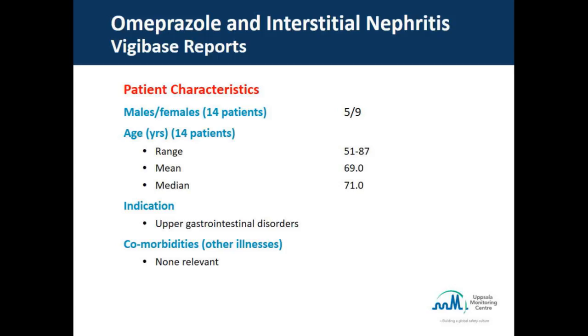So if we look at these VigiBase reports, there were 15 from 7 countries. There were 5 males and 9 females. The age range was elderly, or towards the elderly. The indication was upper gastrointestinal disorders, so nothing that would particularly cause renal failure or interstitial nephritis. Other illnesses, we went through them all, and there was nothing relevant to interstitial nephritis.